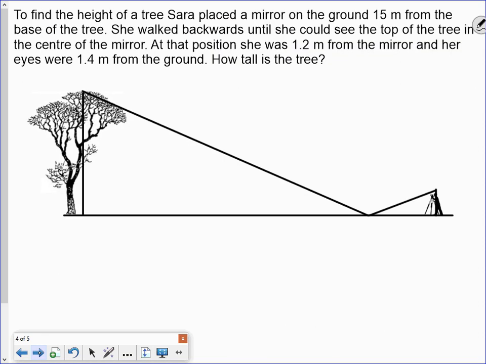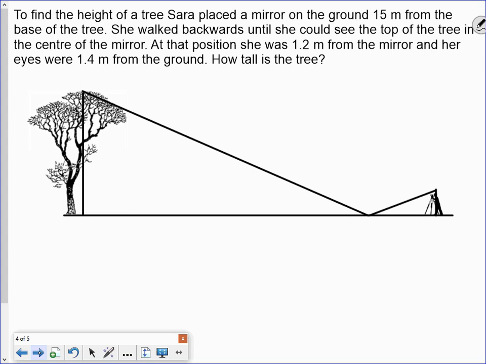All right, here's one that's a little bit trickier. To find the height of a tree, Sarah placed a mirror on the ground 15 meters from the base of the tree. She walked backwards until she could see the top of the tree in the center of the mirror. At that position, she was 1.2 meters from the mirror, and her eyes were 1.4 meters from the ground. How tall is the tree?